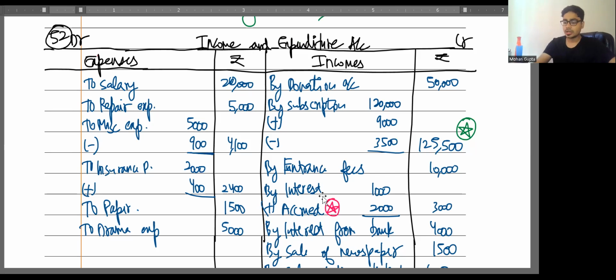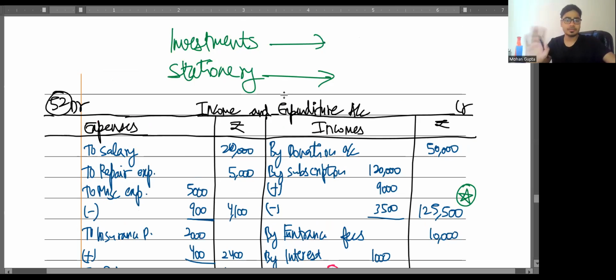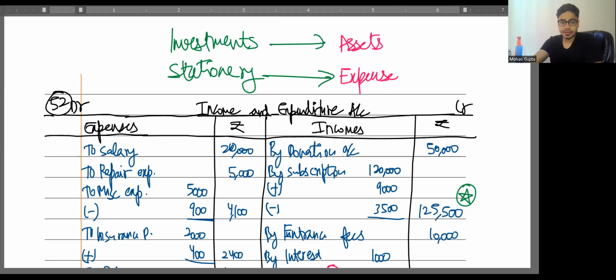And there were two main mistakes that you made. So just tell me the answers for these. Investments are what? Assets or expenses? Assets. Investments are assets. And stationery? Stationery is an expense. Remember this point, okay?